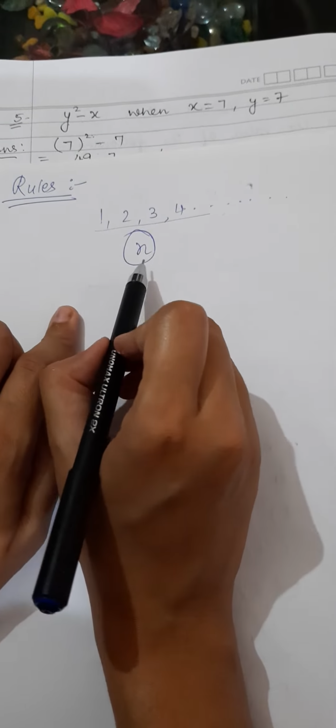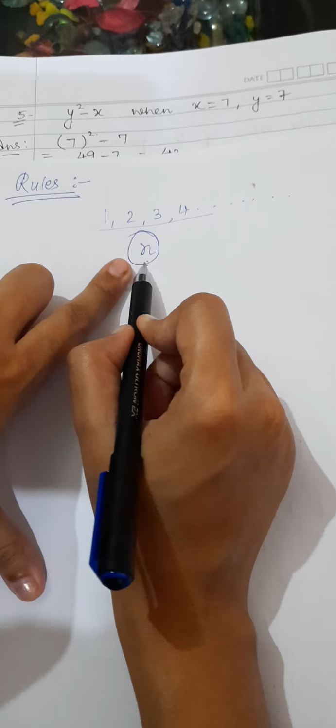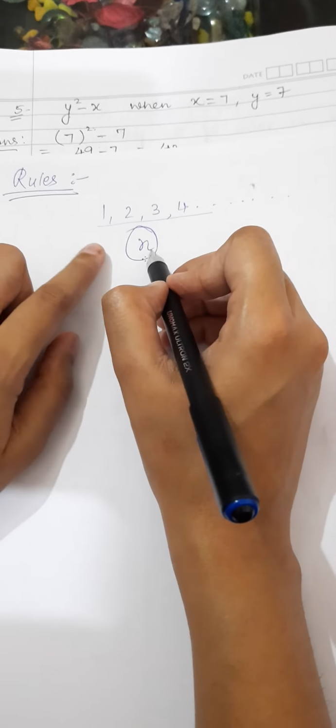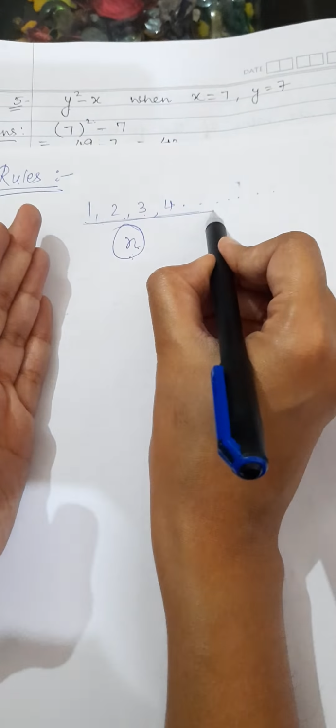Why have I written this in the form of n? I have written it as n so that I can place the value of n by my choice. It can be 1, it can be 2, it can be 3, it can be 4 and so on. There is a pattern you can see.